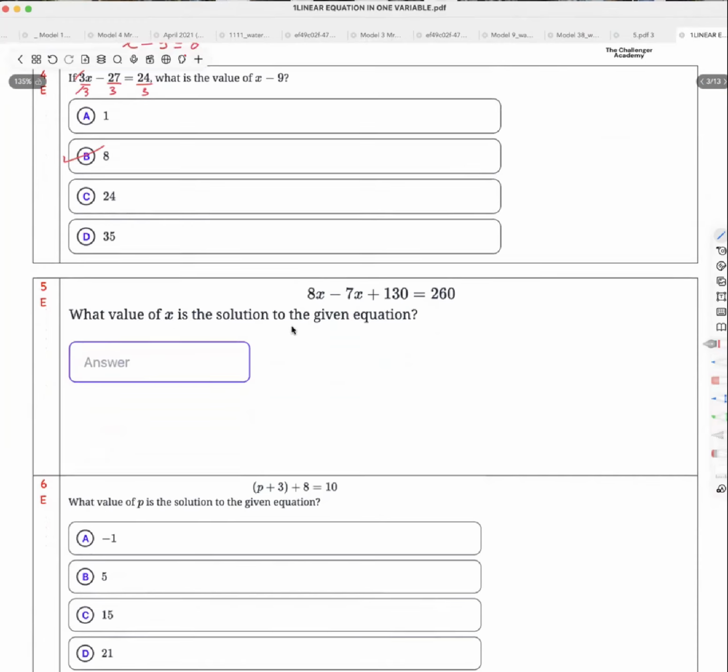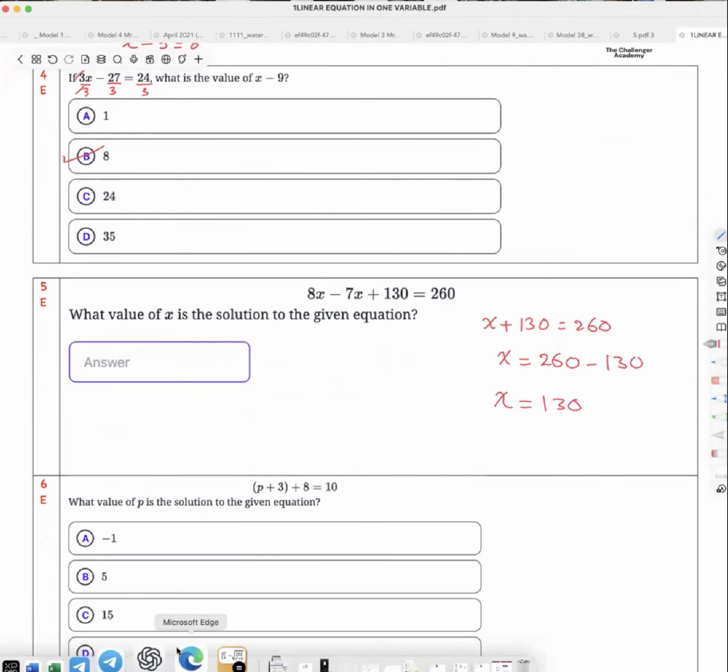What is the value of x in the solution to the given equation? We have 8x minus 7x plus 130 equals 260. I think 8x minus 7x, so this is x plus 130, equals 260. Subtract 130 from both sides. It means x equals 260 minus 130. So x equals 130. And you can use the calculator as we mentioned before.